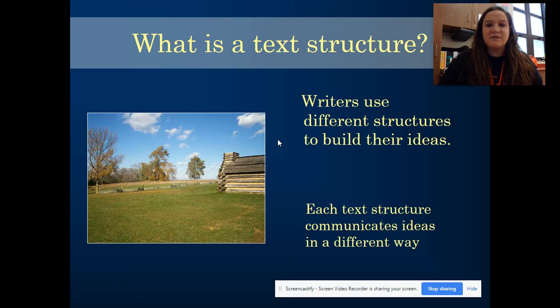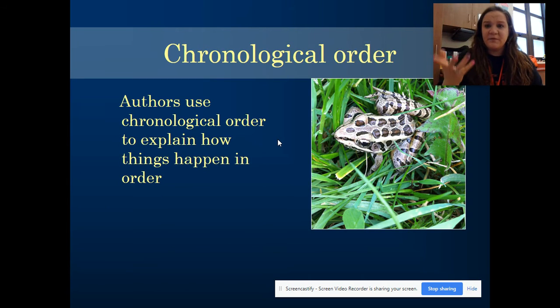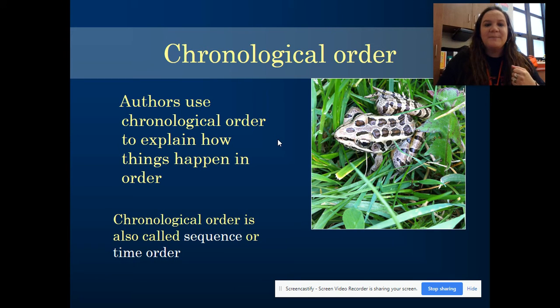So some of the examples of text structure, the first one would be chronological order. We haven't discussed this one in class, but again, this is something that you probably have heard before. Authors use chronological order to explain how things happen in order. We also know that as sequence. So you hear chronological order, sequence, they mean the same thing. You would see a lot of this type of example with timelines and things like that, okay? So again, sequence is another name for it.